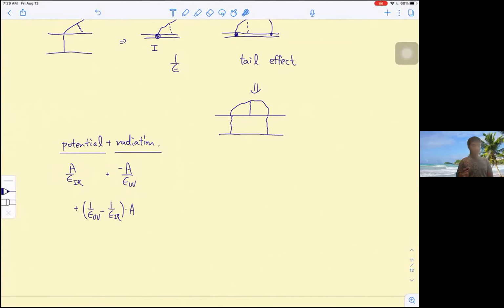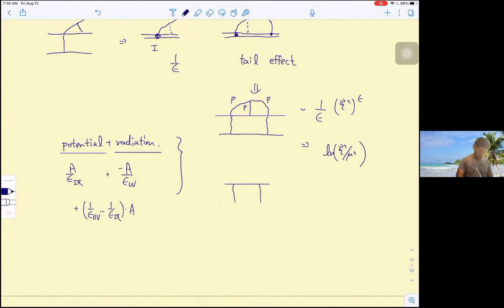But okay, this is just for divergence. The important physics effect is that whenever you have divergence, you have logs. So what are the logs associated with this divergence? For a potential loop, if all these are potential, then you have 1 over epsilon divergence, and the scale you have is only the Q, the momentum transfer. So the only log you could have is log of Q squared over mu squared here. However, the same thing is not true if you have radiation.